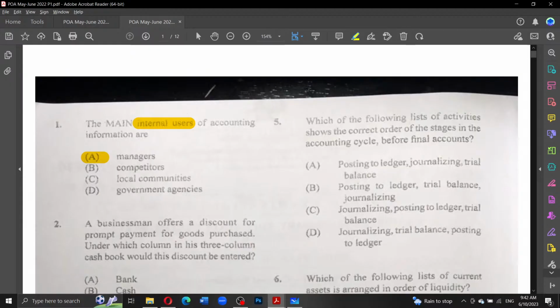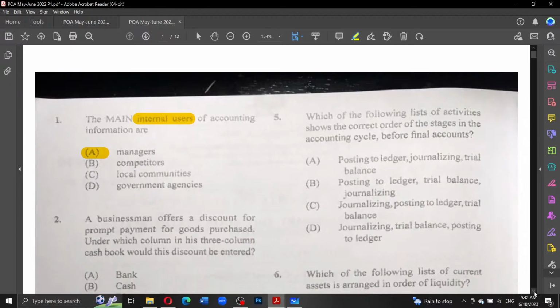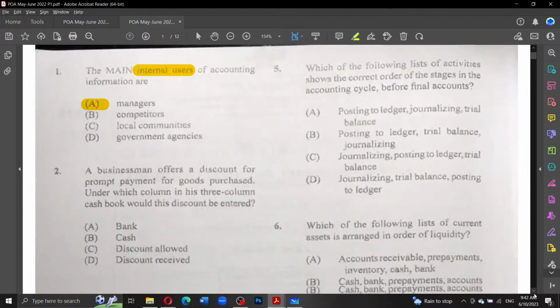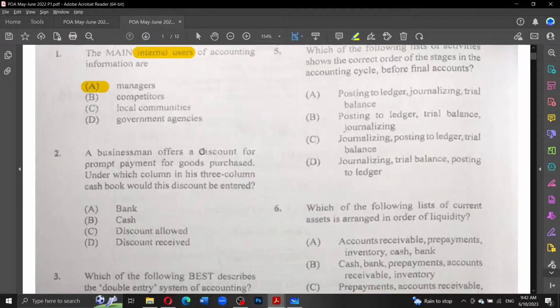Moving on, you have: A businessman offers discount for prompt payment for goods purchased. Under which column in the cash book would this discount be entered? So this person is offering the discount, offering discount for prompt payment. So this here will be discount allowed.